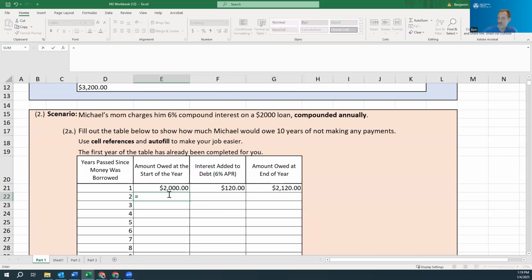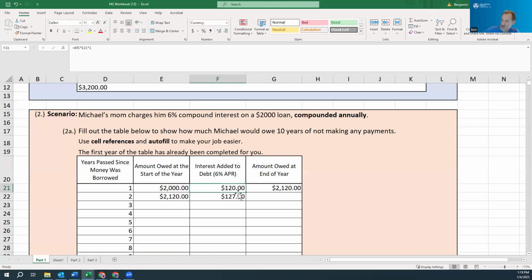So the key to starting the table to make autofill is to just bring this number down. There's no calculations necessary, but I want to know how much I owe at the start of the year. And if I'm looking at year 2, the start is the same as the end of year 1. And now I'm ready to autofill. This cell can be brought down. I can type the cell in and do the calculation, this times 6%. Heck, I could even type 2,120 times 6%. Oh, I forgot my equal sign. And it still gives me the same answer.